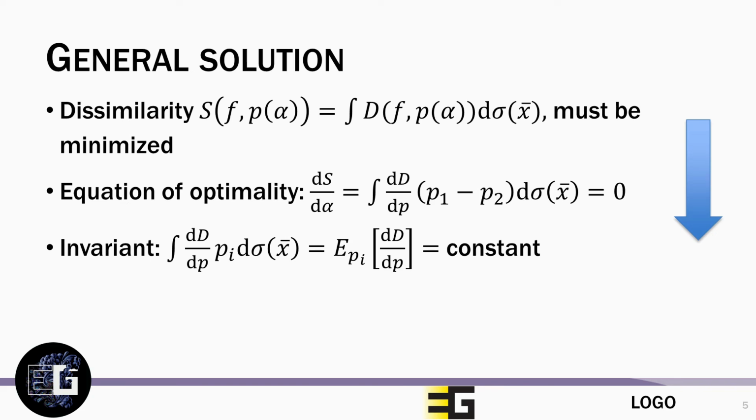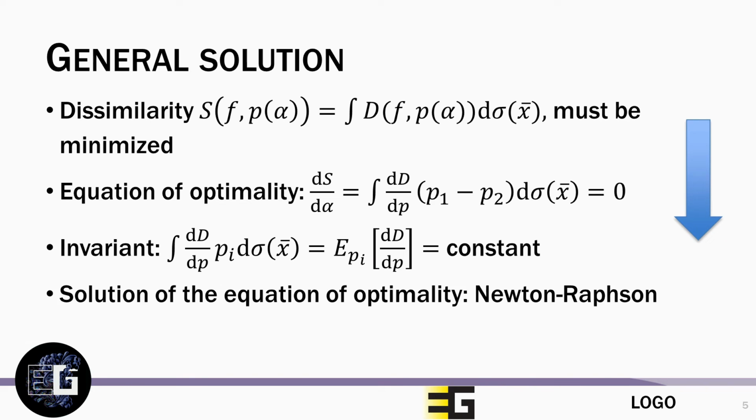As the mixture density depends on the control parameter linearly, this condition can always be rewritten in the form expressing the fact that the expectation of the derivative of d with respect to density p must be constant for different sampling methods, which is an equation expressing the optimality. This equation can be solved by efficient Newton-Raphson iteration.